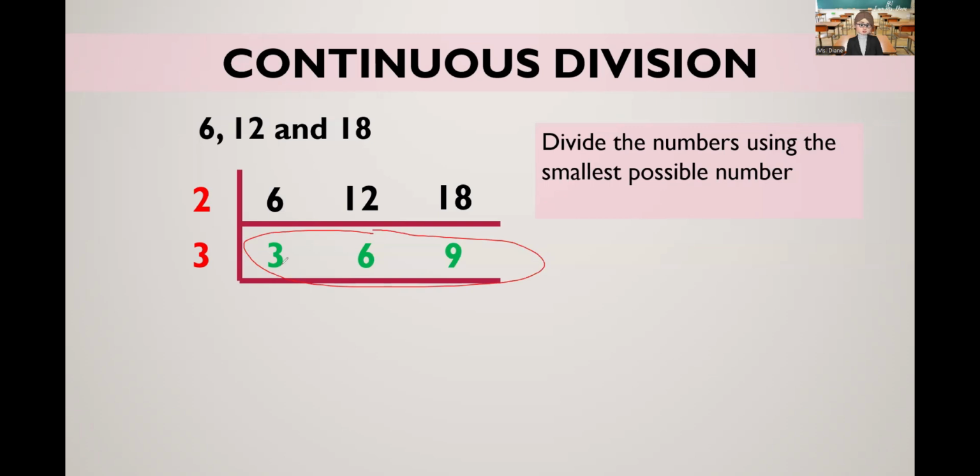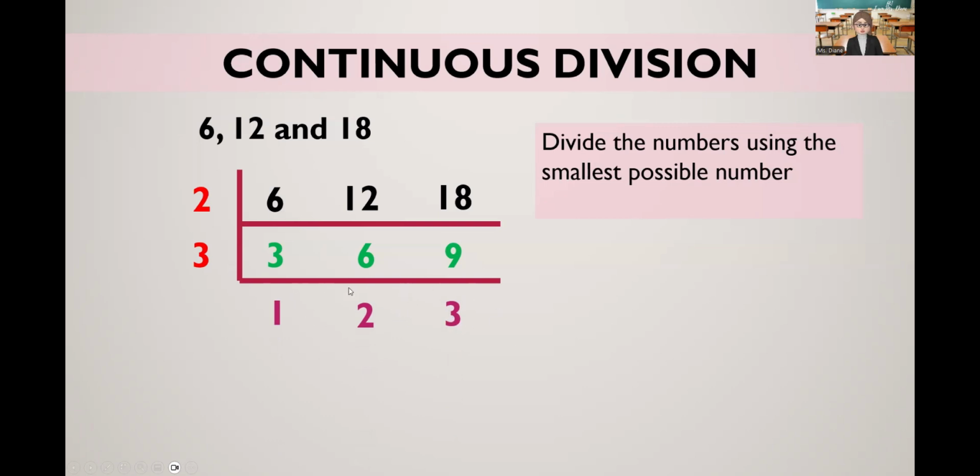Since this one is already a prime number, but 6 and 9 are not yet prime numbers, you can still divide them both by the smallest possible number. All of them are divisible by 3. So 3 divided by 3, that is 1. 6 divided by 3, that is 2. And 9 divided by 3, that is 3. So 1, 2, and 3 are all prime numbers.